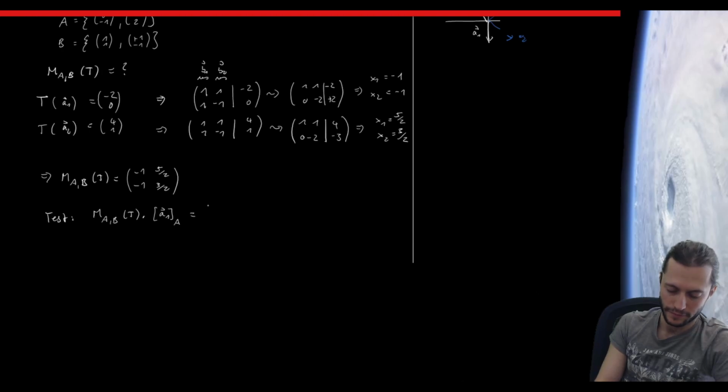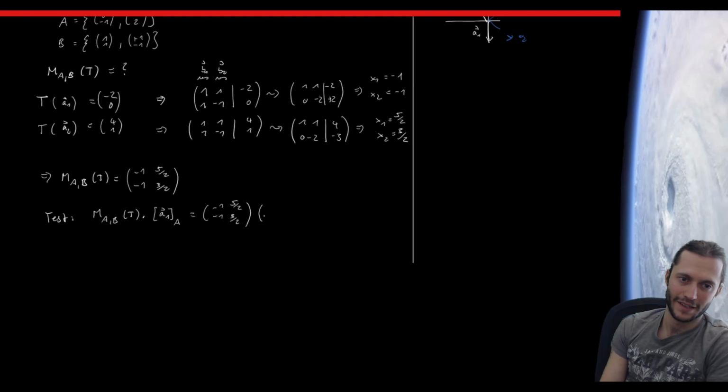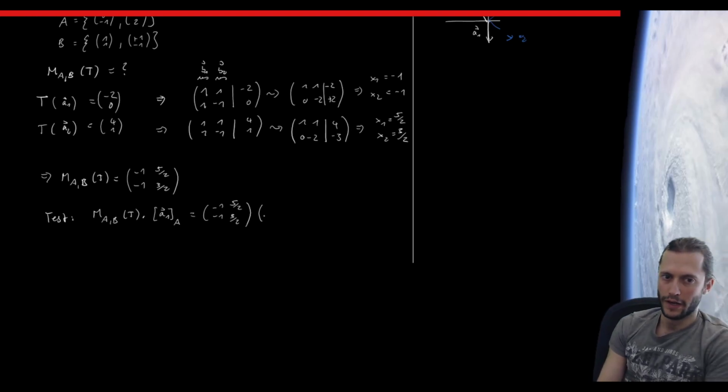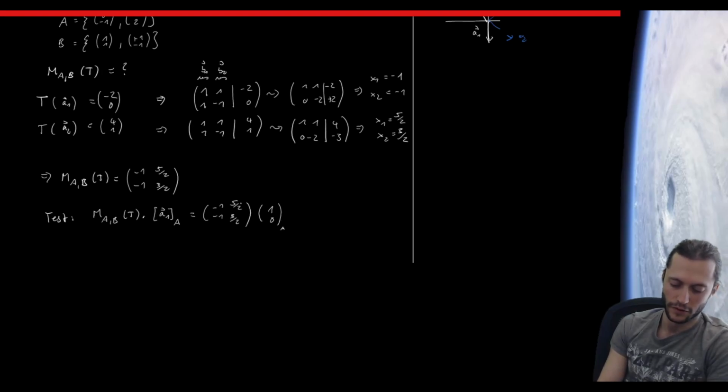So that would be minus 1, 5 halves, 3 halves. What is the vector A1 expressed in its own coordinates? We had it in the very beginning of point 1 in this chapter. And we said, well, in its own coordinates, it's just 1, 0, because A1 equals 1 times A1 plus 0 times A2. And that's giving us minus 1, minus 1.